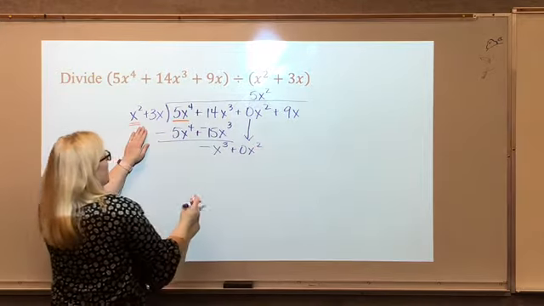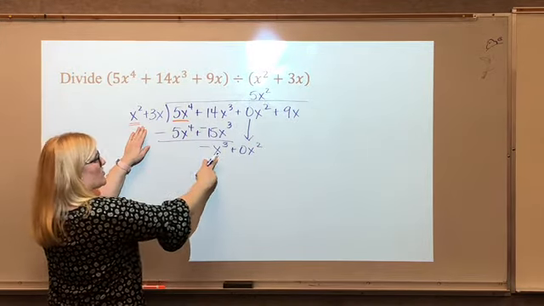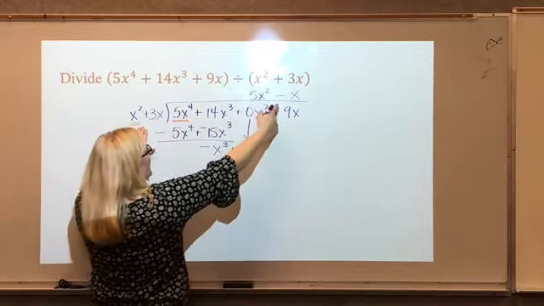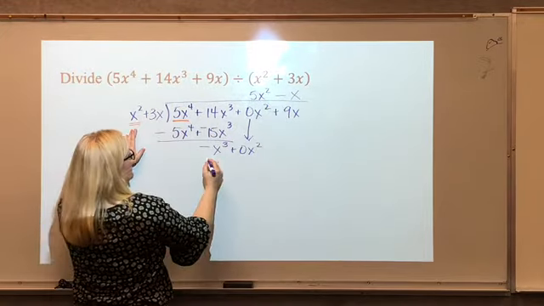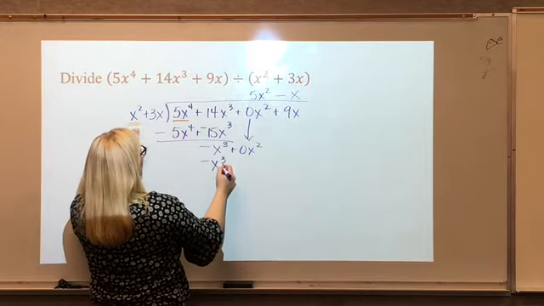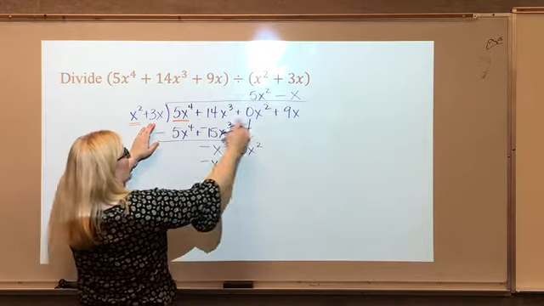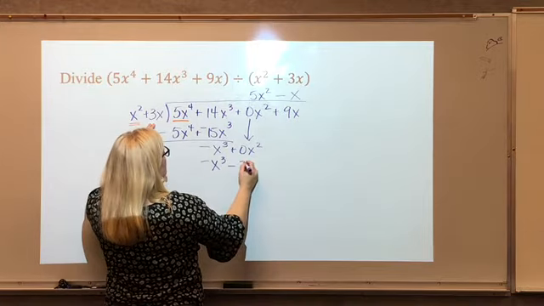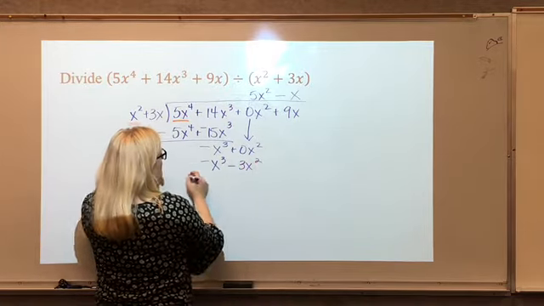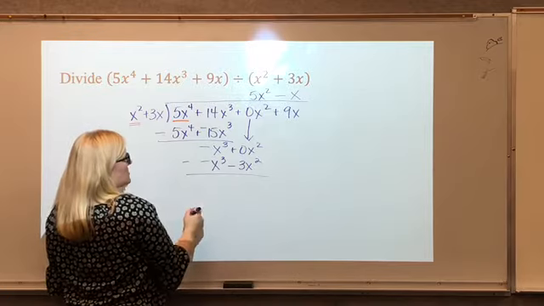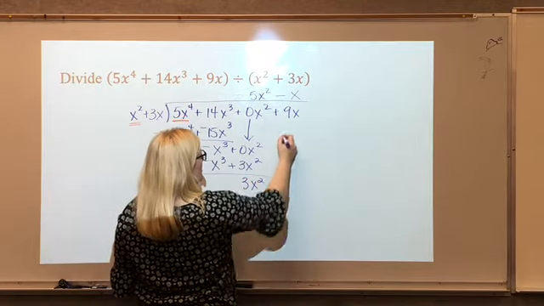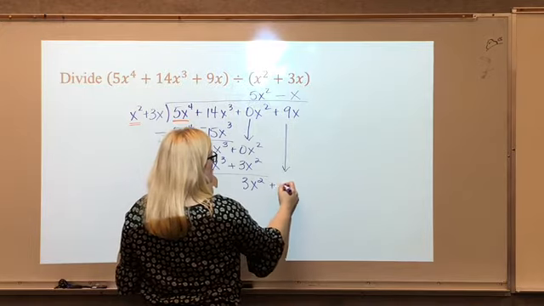So what times x squared gives me negative x to the 3rd? Negative x, okay? Negative x times x squared is negative x to the 3rd. Don't forget the straggler here. Negative x times 3x is minus 3x squared. So now we subtract. I'm going to change this sign. So this is 3x squared. Drop down a 9x.